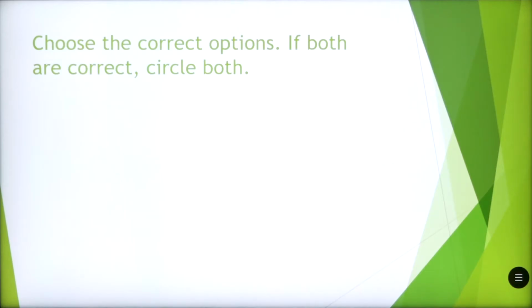Now, we're going to move on to some exercises. You have to choose the correct options. If both are correct, circle both. So, as we saw, there are many cases when we can use both could or were able to in the same sentence.